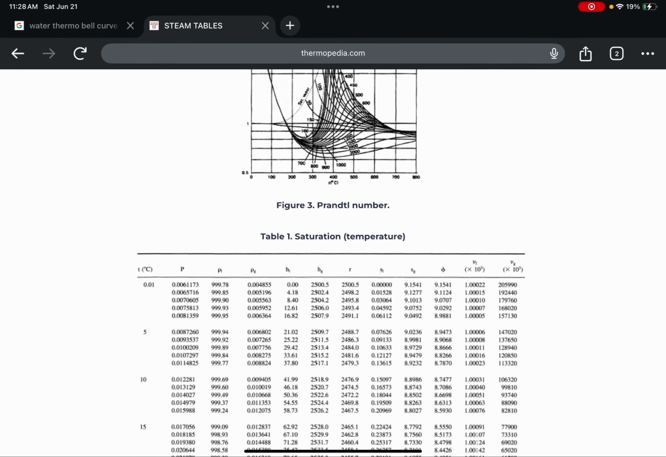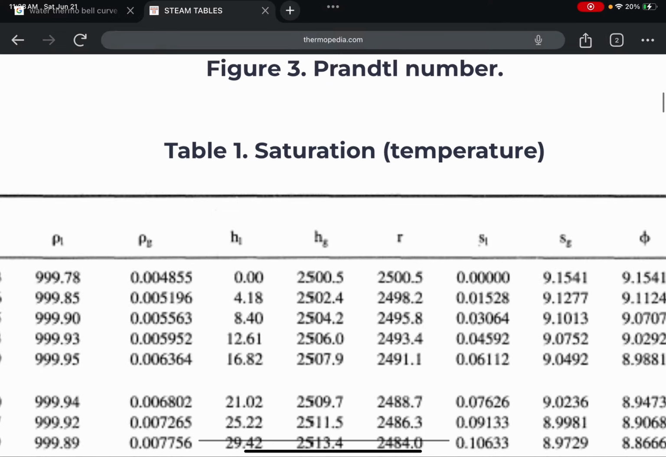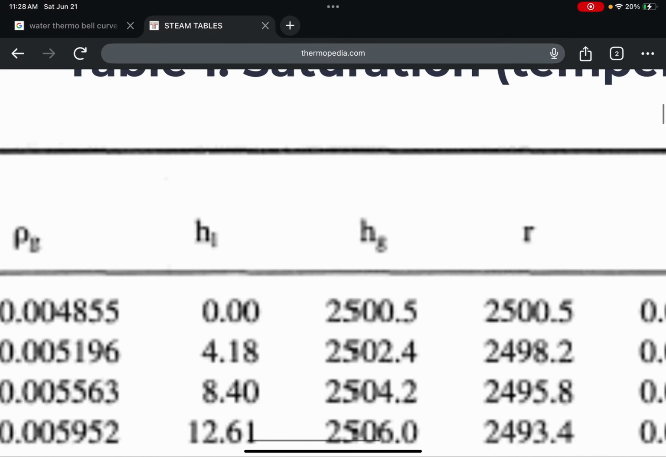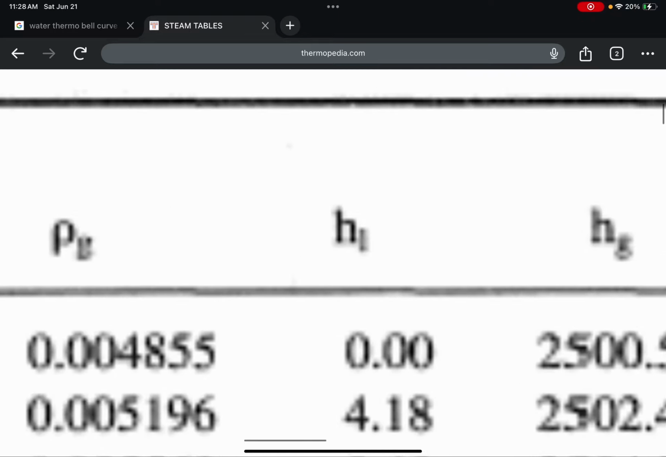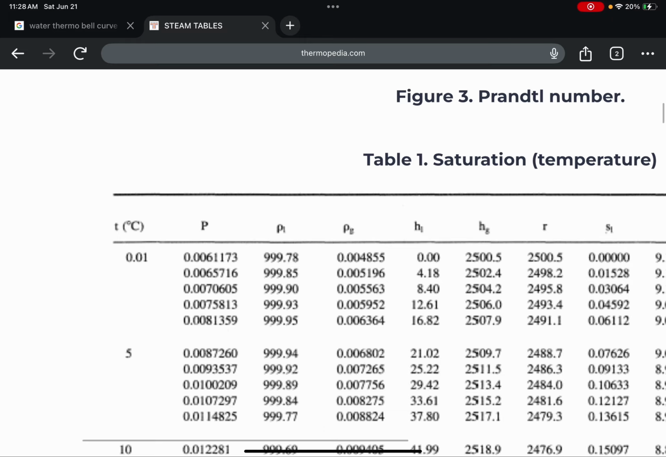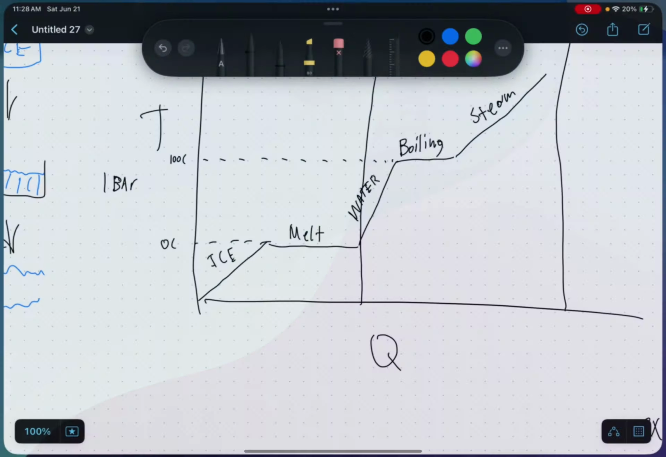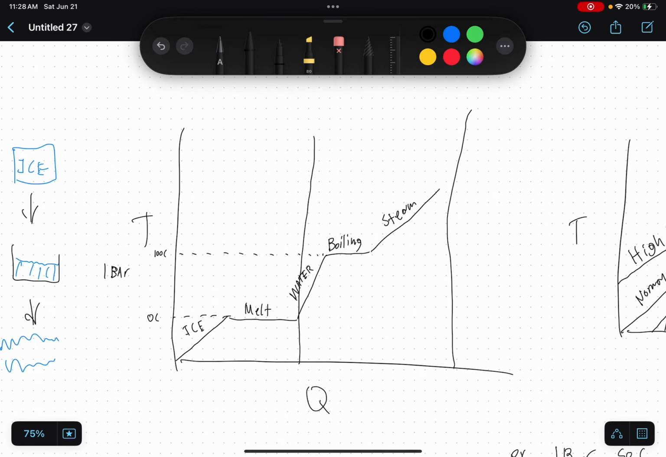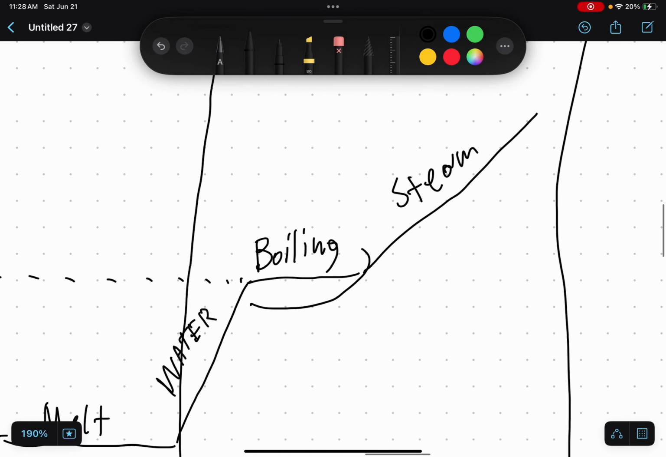So there's the saturation table. You can tell it's a saturation table because it's got subscript of G. This should be a subscript of F, but it looks like L. You can tell it's a saturation table because it's got those subscripts. And a saturation table is for a mixture, and the mixture is the boiling region. So it means you're somewhere in there.